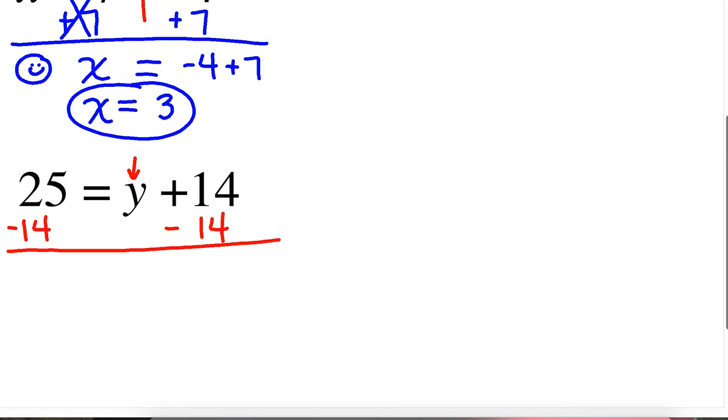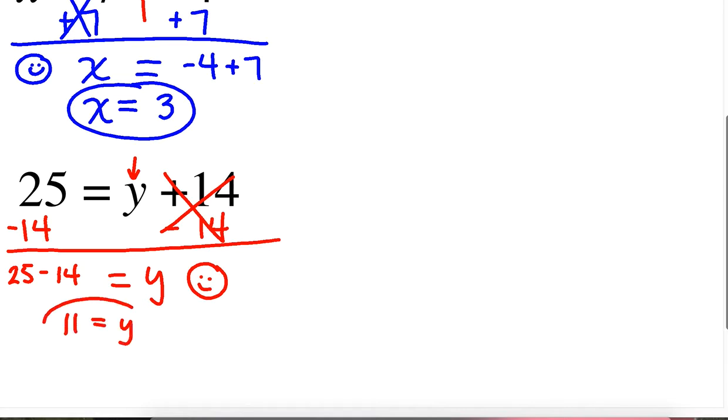I draw my line. I can cross those off because they create a 0. I know that on the right side of my equal sign I have y, and he's alone and he's happy. He says thank you. And on the left side you have to solve 25 minus the 14. And 25 minus 14 is 11, and that is the value of y. Y has a value of 11, and you could go back and check it. In the original problem, 11 plus 14 does equal 25.